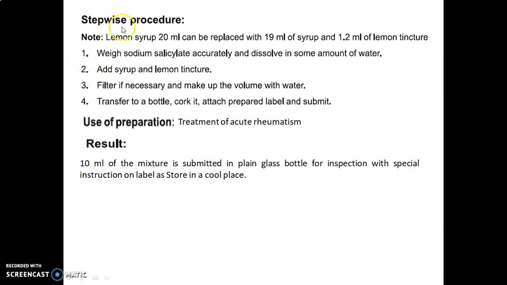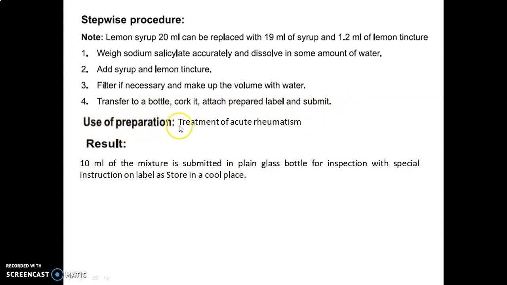We have the stepwise procedure. Note: lemon syrup 20 ml can be replaced with 19 ml of the syrup and 1.2 ml of the lemon tincture. In that, the first step is to weigh sodium salicylate accurately and dissolve in some amount of water. Second, add the syrup and lemon tincture. Third, filter if necessary and make up the volume with water. Fourth, transfer to a bottle, cork it, attach the prepared label and submit.